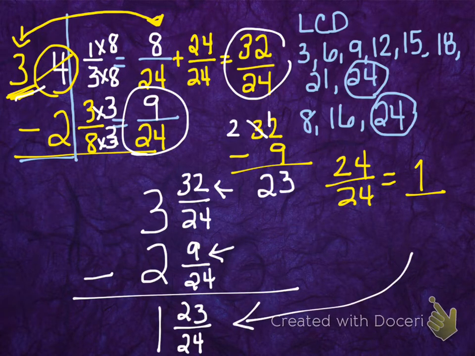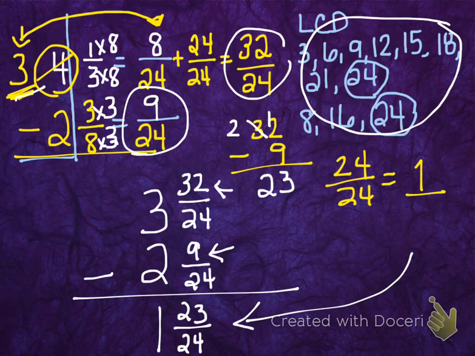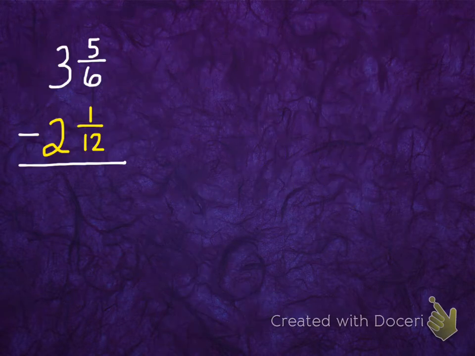And yes, there is a lot of work involved. If you couldn't really see the lowest common denominator, you had to do this part. And that takes a minute. And then if you can't subtract, 8 minus 9 is not possible, so you have to regroup. And that's just one of the steps that you have to take. Now let's look at another one.